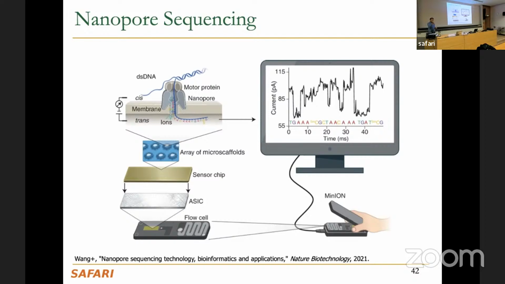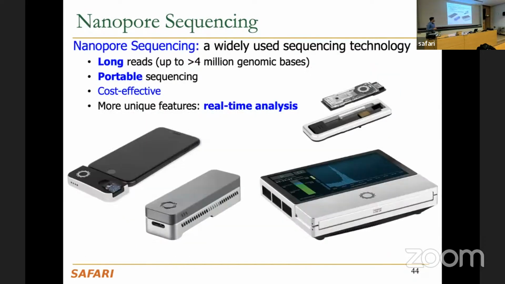You can then sample the ionic current disruptions at a very fast rate, usually around 5,000 samples per second. This means you're getting about 10 electrical current readings per base, which is good enough for us to tell what base we're reading from the electrical signal. This is a widely used technology in the field. One big advantage is that it can produce read fragments of up to 4 million bases, which cannot be done by other technologies.